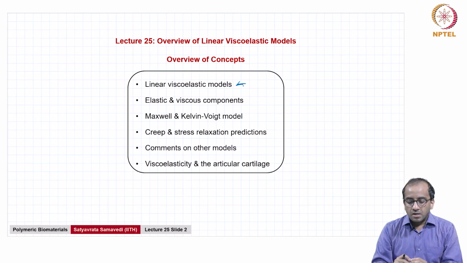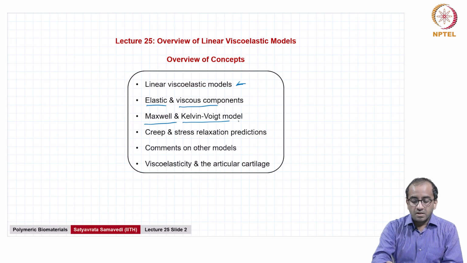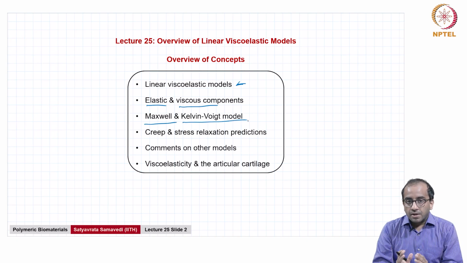Then we will try to see how to think physically about the elastic and the viscous components and what equations govern them, and how they can be combined across two different models, namely the Maxwell and the Kelvin-Voigt model. We will see if the model equations can help us predict our familiar manifestations of creep and stress relaxation, which model predicts what better, and where a particular model actually fails to predict a particular process or phenomenon.